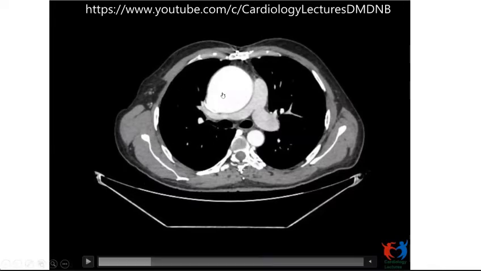What is this structure? Sir, the aorta, sir. Aortic aneurysm. This aortic aneurysm is pressing on the pulmonary artery.